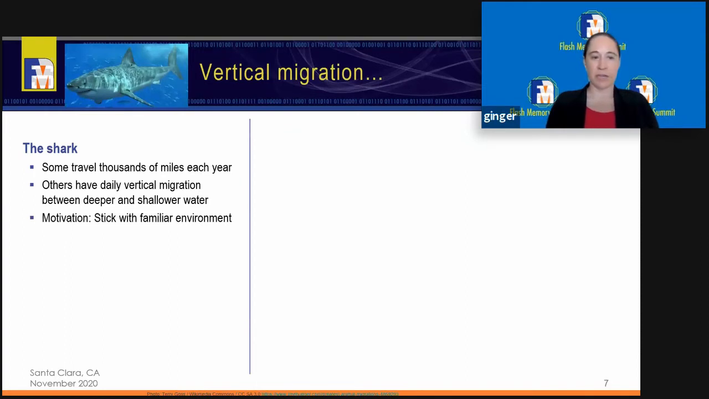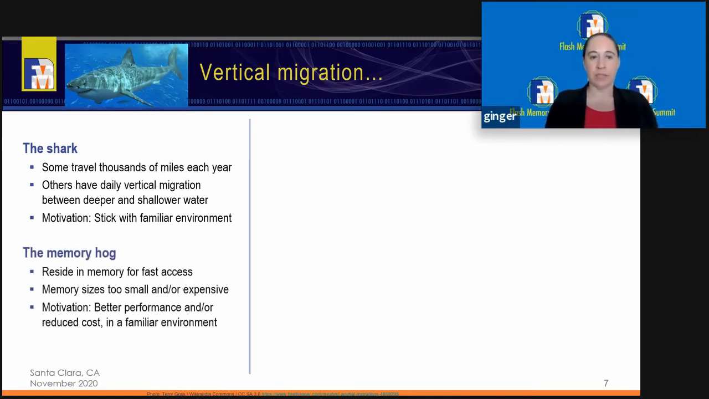All right, the next animal that I wanted to share is the shark. Like the monarch butterfly, some of them will travel thousands of miles every year, but the others that I thought were more interesting are ones that will do a daily vertical migration between deeper and shallower areas of water. They do this partly to find food, but also it helps them stick with their familiar environment. They're migrating up and down, but they're not moving their location in the ocean.